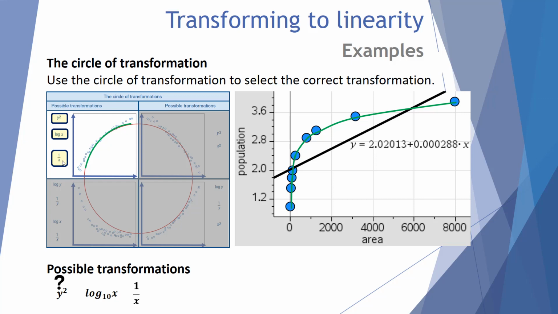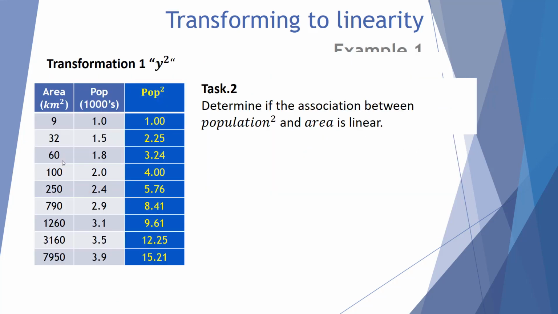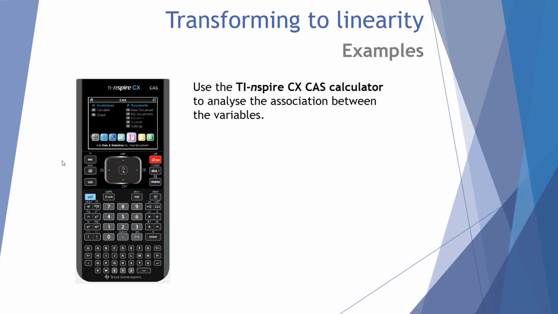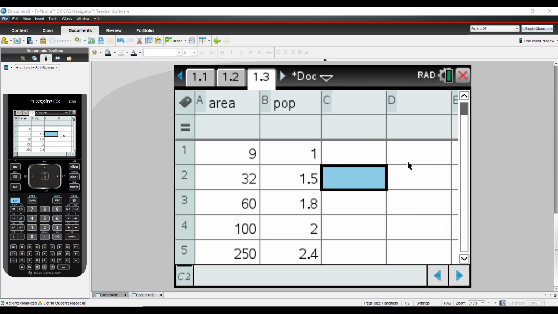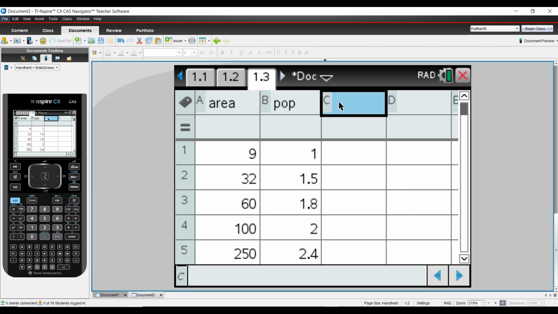So first of all, the y squared transformation. So the y variable was population. So if we square that, this is our new data set. Let's now again use our TI Inspire to analyze the variables. Let's now examine a y-squared transformation. So the y variable was the population. So let's make a heading and we'll call it pop squared.